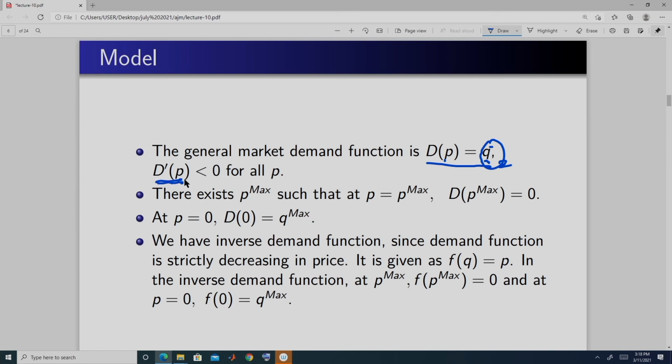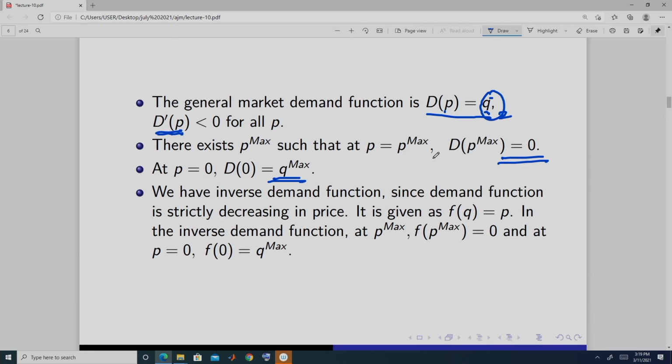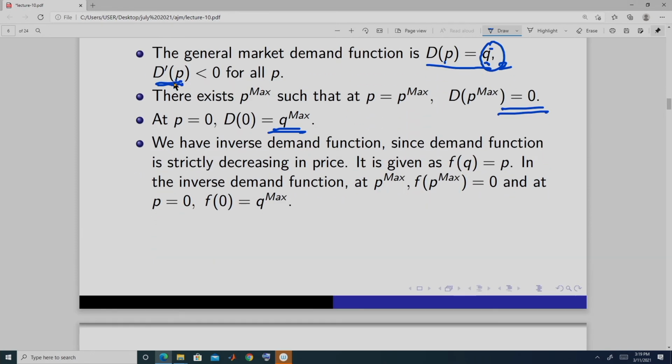So, that is why the slope is negative, and this demand curve has a price, that is P max. If you plug in P max, it is so high that there is no demand at this price. So, demand is 0 there, and at a 0 price, the maximum demand that is generated is this Q max. Okay? Now, since this is a strictly decreasing function, because the slope is negative, we can have an inverse of this, and the inverse function is this.